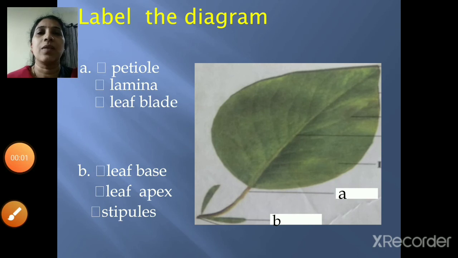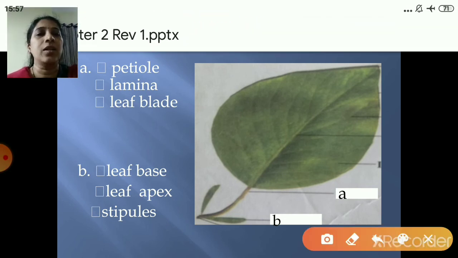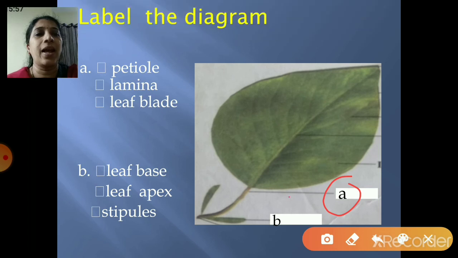So the next question will be label the diagram. So children, the diagram will be given, only you have to label it. Now you can see over here, here it is given as A and here it is given as B. So for A, what is the labeling? You will be given 3 options, and for B also you will be given 3 options. So out of these 3 options, you have to select the right one for A and the right one for B. Right, students?